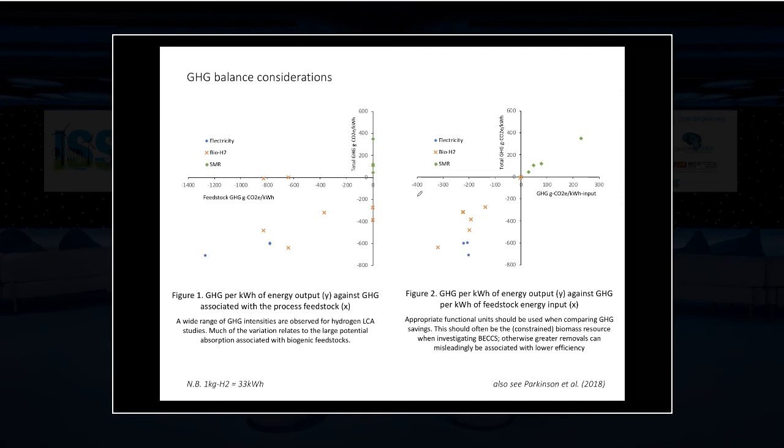So here on the x-axis, we're looking at the greenhouse gas emissions per unit of biomass energy input. Because the hydrogen production routes are more efficient than the electricity production routes, although on an energy output basis the electricity looks more carbon negative, on an energy input basis they're quite similar. And in some cases, the hydrogen production routes are more carbon negative.